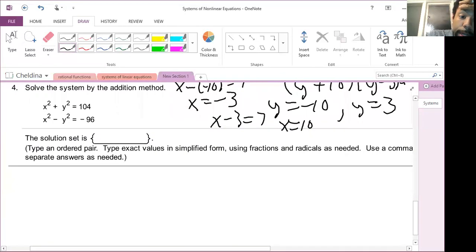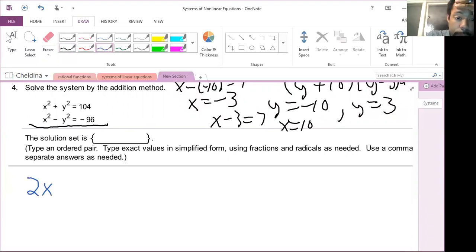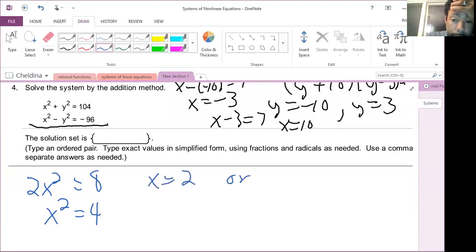And now we want to do this one by the addition method. We're just going to add these 2 equations. That allows us to get rid of the y variable. So when we add the 2 equations, you get 2x squared equals 104 minus 96, which is 8. And so x squared is equal to 4. That means x is equal to 2, or x is equal to minus 2. And now we're about to get a bunch of answers here. You're going to have 4 answers.